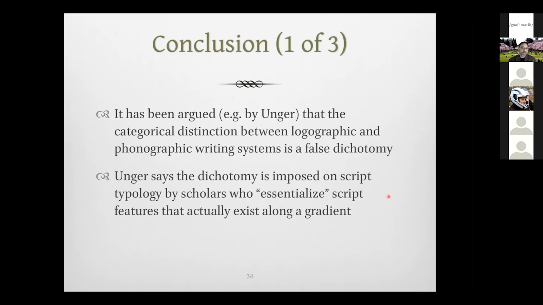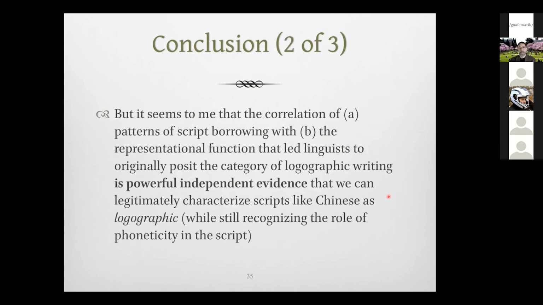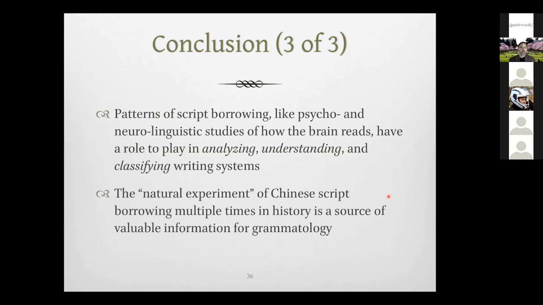So to conclude, it's been argued by some, such as Marshall Unger, that the categorical distinction between logographic and phonographic is a false dichotomy, and that imposing those categories on scripts essentializes them in a way that is misleading. But it seems to me that this correlation between categorizing writing systems as logographic or phonographic based on the linguistic units that graphs represent, and the pathways of borrowing that we see happening historically constitutes powerful evidence that there really is such a thing as a logographic writing system and a phonographic writing system. And that patterns of script borrowing are important real-world script functions or uses that should have a role to play in the way that we analyze, understand, and classify writing systems. And that these natural experiments that we can look at by looking at cases of historical script borrowing are a valuable source of information for grammatology.